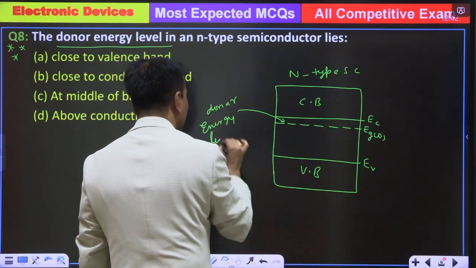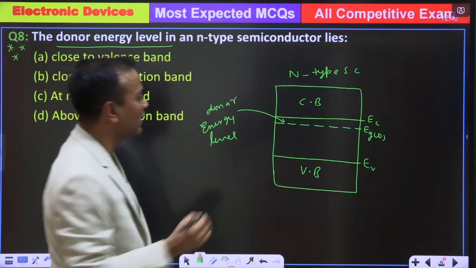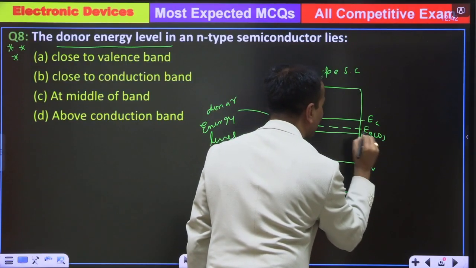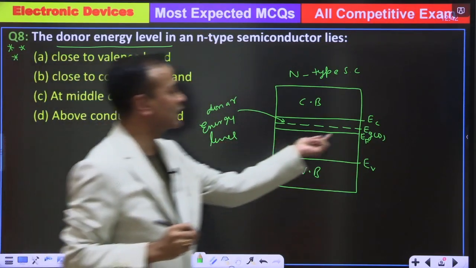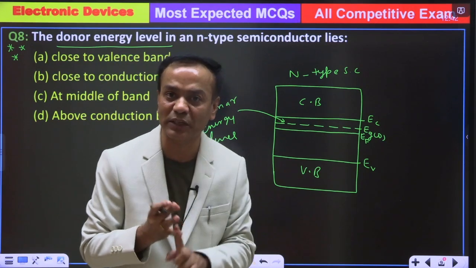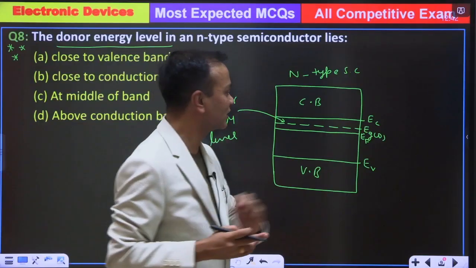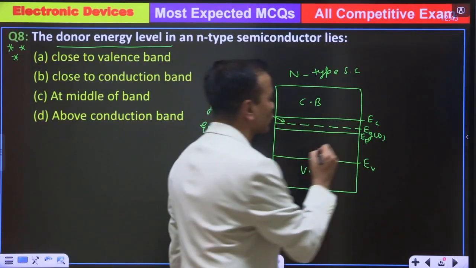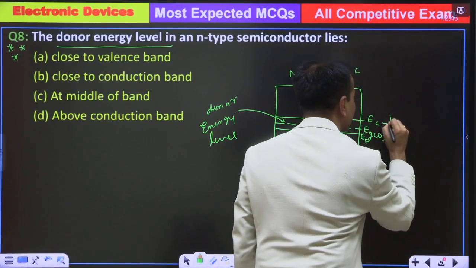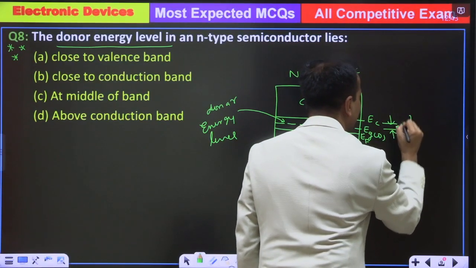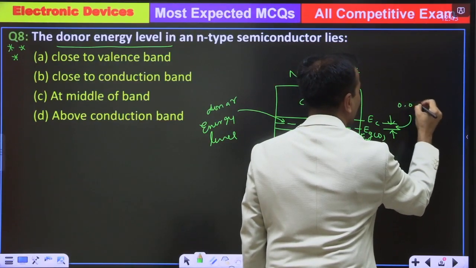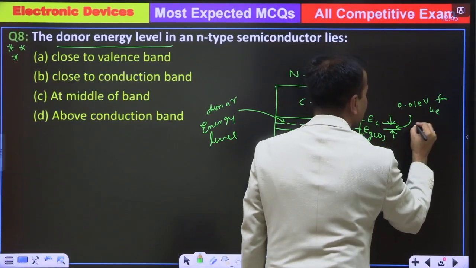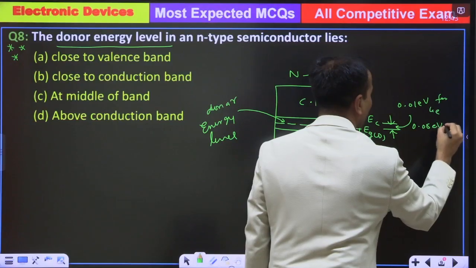This is a donor energy level, and if we talk about the Fermi energy level, it will also be near about this, but this EF, which is called the Fermi energy level, is not fixed at this point only. It can change as per the temperature changes and as per the doping concentration changes, but this donor energy level lies just below the conduction band. The difference between EC and EGD is 0.01 electron volt for germanium, and 0.05 electron volt for silicon.